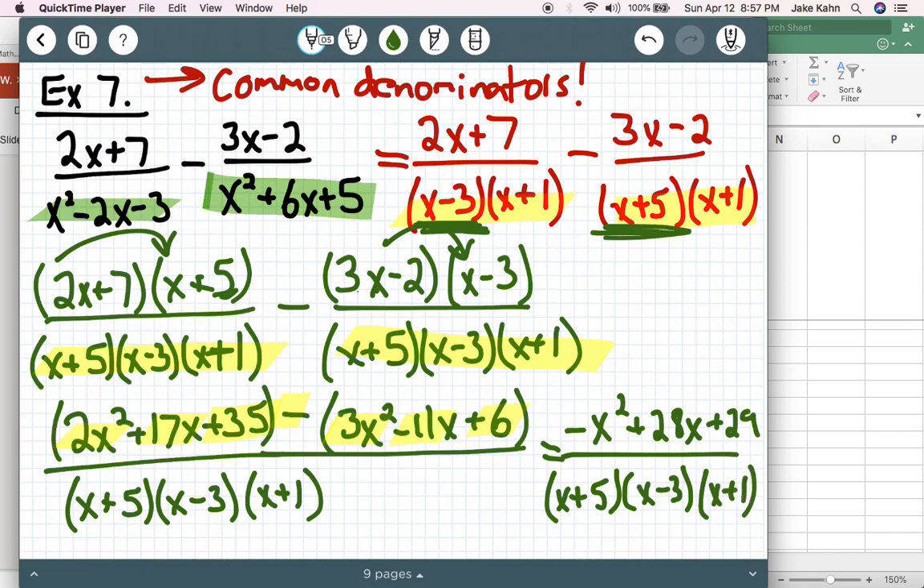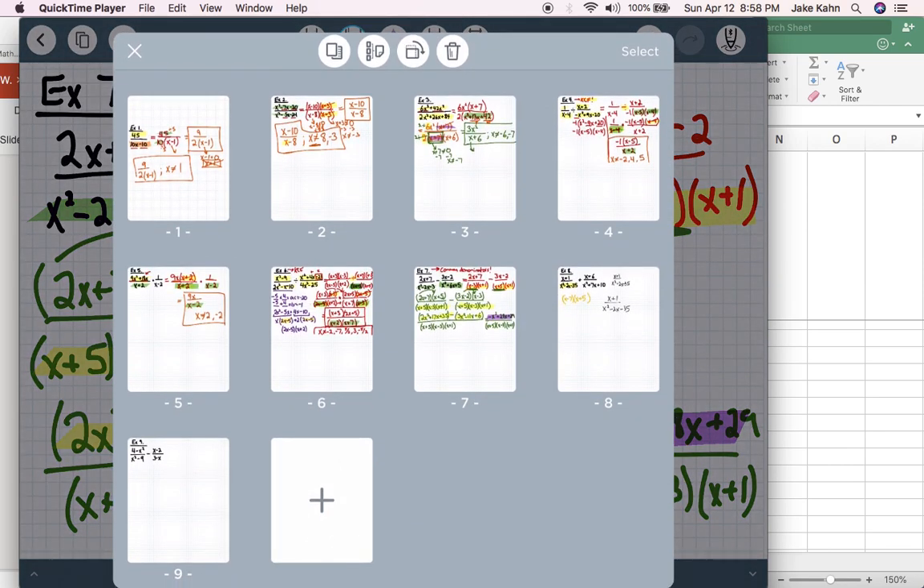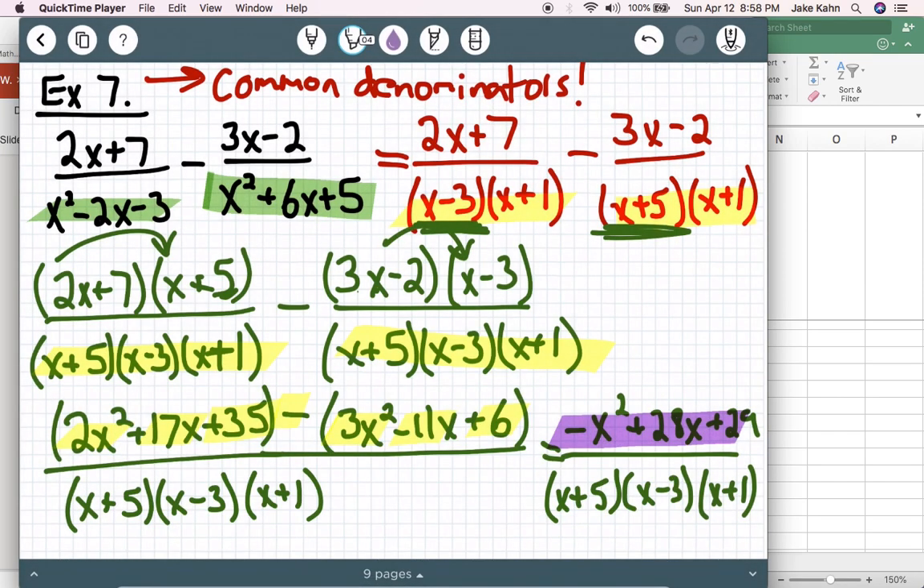Now, we're not done yet. We actually have to go and factor the top again. This right here, this negative x squared plus 28x plus 29, we have to factor that because possibly we could cancel it out with the bottom. And if it cancels out with some factor on the bottom, we have to absolutely cancel it out so we can simplify it more. So I'm going to bring up a new page here. First, I'm going to write this down in my notebook so I don't forget what we have.